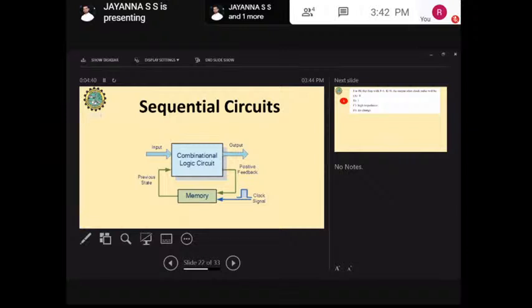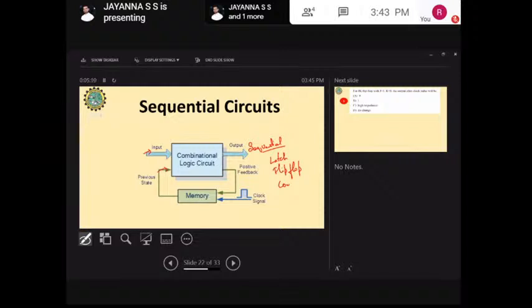Before that, I'm going to give a brief overview of sequential circuits, where the present output depends on the present inputs as well as the past inputs. So it is known as a sequential circuit. In sequential circuits, you are going to learn what a latch is and what flip flops are. These are the concepts which come under sequential circuits.